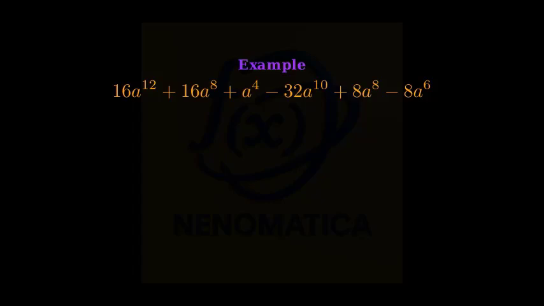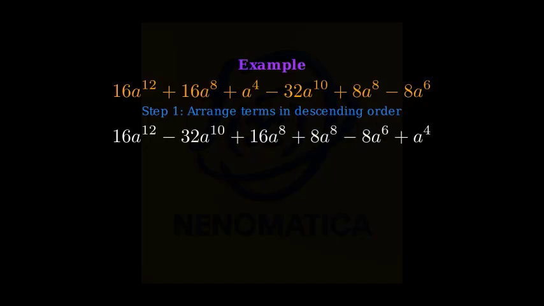Let's look at our example. We need to factor this expression, 16a to the power of 12 plus 16a to the power of 8 plus a to the power of 4 minus 32a to the power of 10 plus 8a to the power of 8 minus 8a to the power of 6. Let's start by rearranging and grouping the terms in descending order of the exponents. This will help us see patterns more clearly.